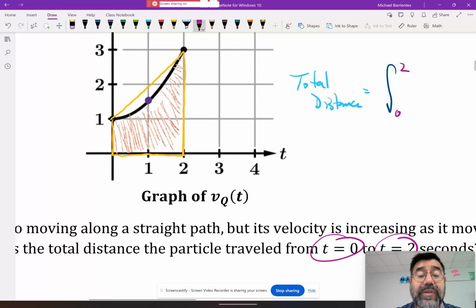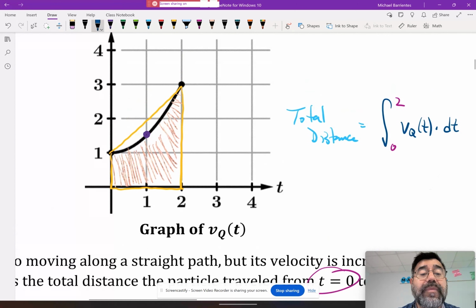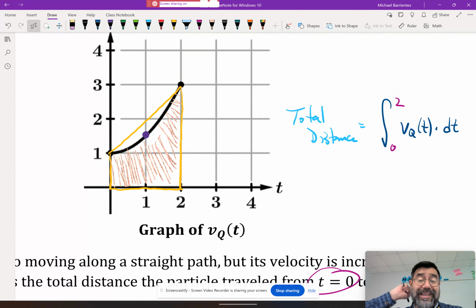And I'm going to find the total distance by multiplying the rate of change, which is the velocity, times time, which is going to be represented by this dt. And so therefore, this is what I need to find. But if I'm finding this, I'm really finding the area that's under the curve. So if I can figure out the exact space that's underneath this curved part from time 0 to time 2, I found the total distance.